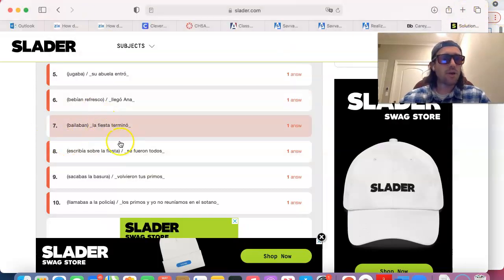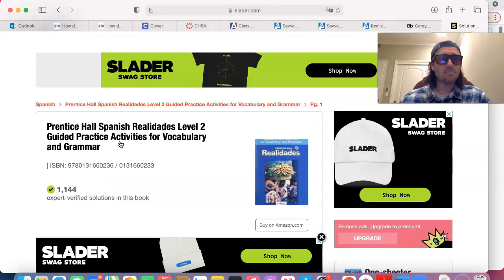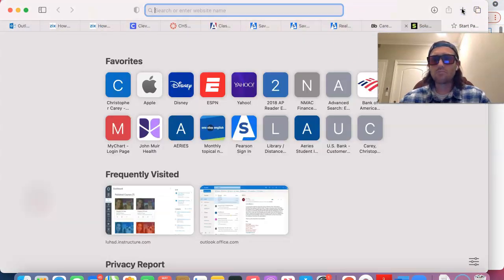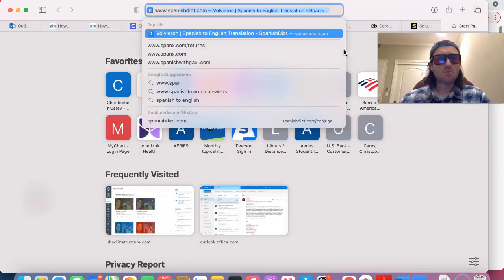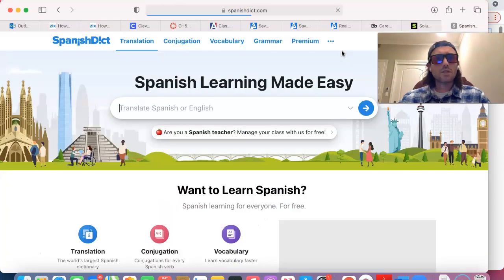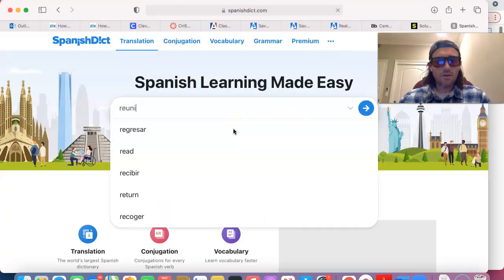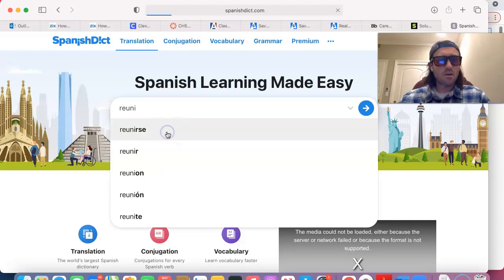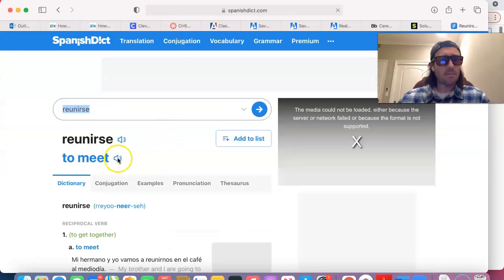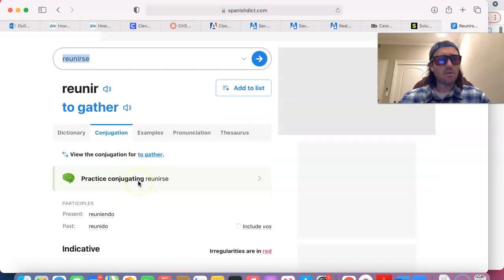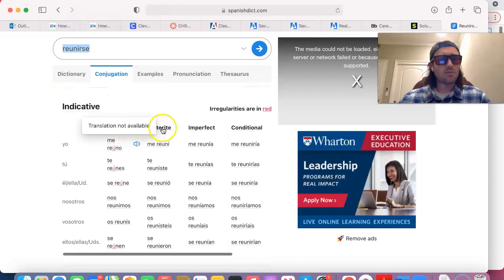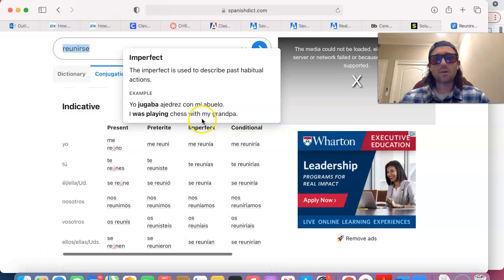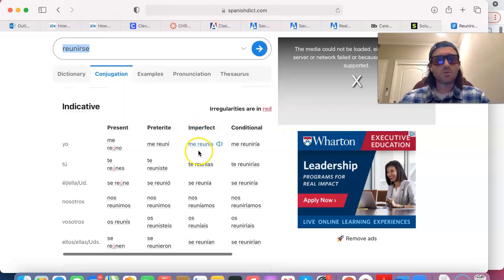This is Slater here, by the way. If you want to look up the answers, it's right here. But I encourage you not to do that. Try it on your own. See what you're capable of. You may surprise yourself. In Spanish Dictionary, I'm going to put reunirse in there. And if you want to double check, you can go here to the Conjugation tab. And you can see how it's conjugated in whatever tense you're looking for. The imperfect is what we're using for this particular homework. So there you have your conjugations.